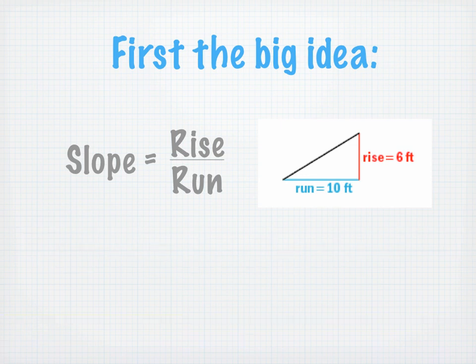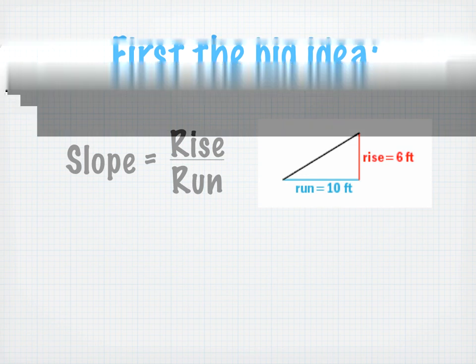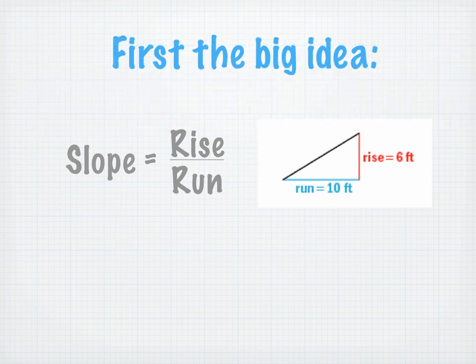In the picture at the right, you can see that the black line is slanted in an upward direction. It goes up 6 feet from the front to the end of the line, and it goes over 10 feet from the front to the end of the line. So the rise of this line is 6 feet, and the run is 10 feet. The slope is simply the ratio of the rise to the run, so it would be 6 over 10.